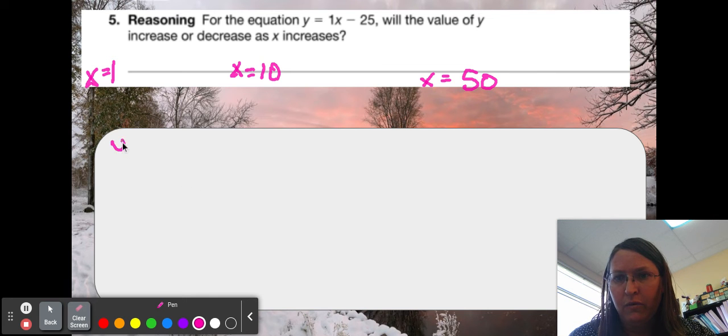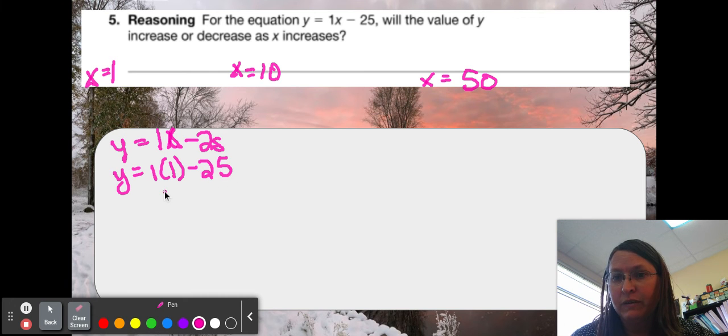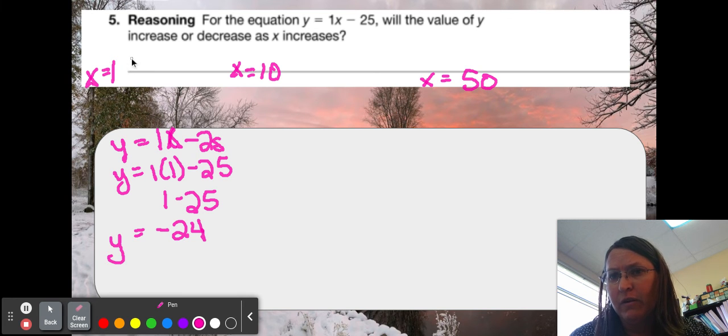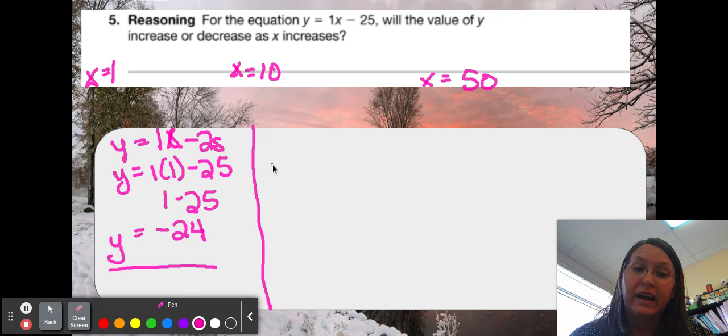So y equals 1x minus 25. So y equals 1 times 1 minus 25. Well, 1 times 1 is 1 minus 25 would give me negative 24 equals y. So I'm going to put negative 24 as my first one. Now let's do x equals 10.